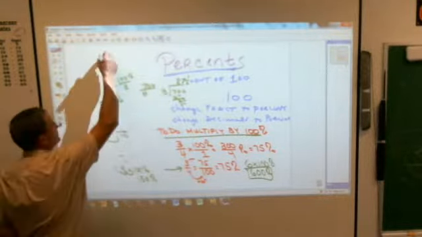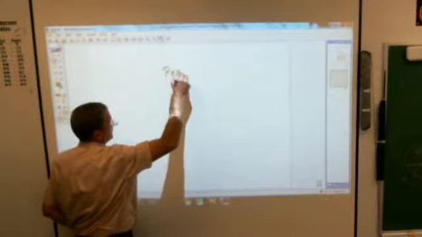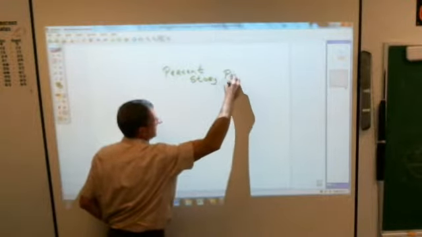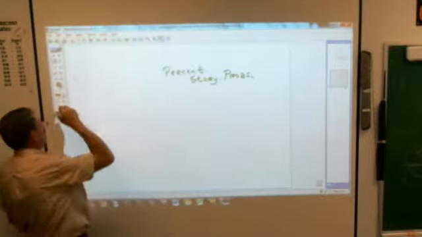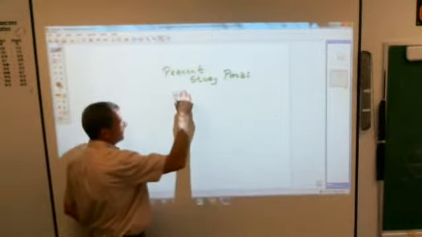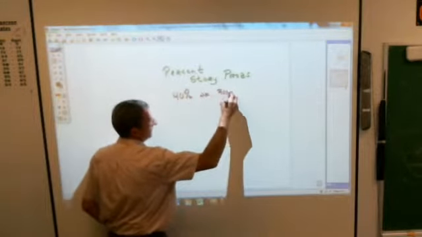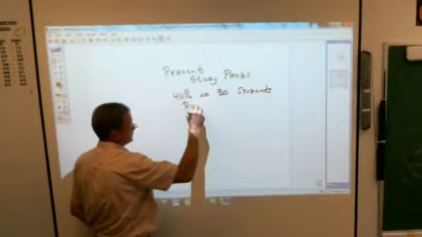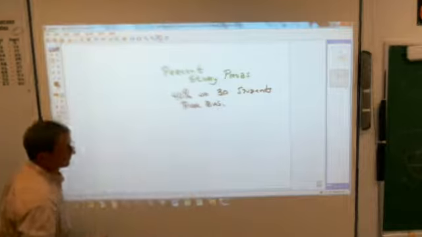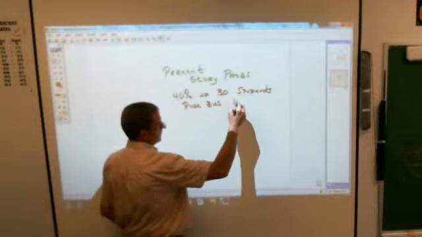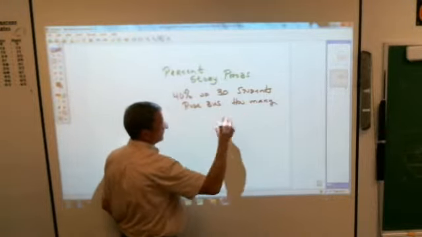Percent story problems. Ooh. Still under the same thing. Just put story problems under it. Write down this, for example: 40% of the 30 students rode the bus. 40% of 30 students. How many students rode the bus?